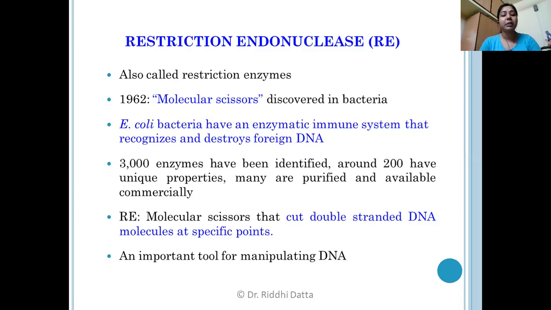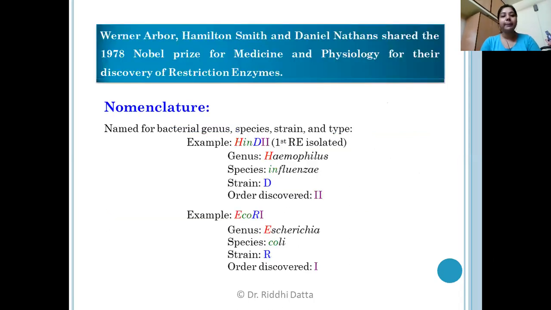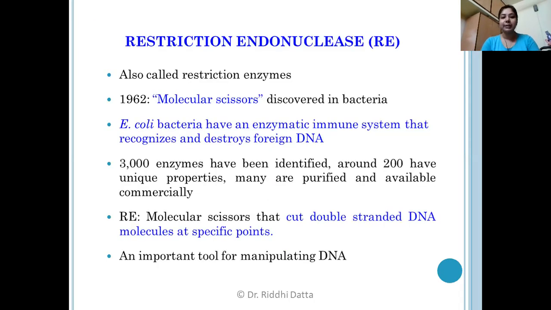Now, this discovery was so remarkable that the Nobel Prize in 1978 for medicine and physiology was shared by Werner Arber, Hamilton Smith, and Daniel Nathans for the discovery of restriction enzymes. So you can understand how remarkable this discovery was. Now, these restriction enzymes are basically bacterial enzymes that are involved in their immune system. To date, more than 3,000 enzymes have been identified and they have several unique properties.